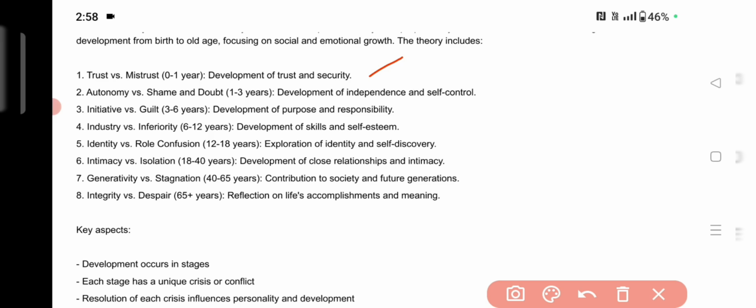So the second stage is autonomy versus shame and doubt, and it is in the toddler age, 1 to 3 years. That means during this stage, from 18 months up to 3 years, the toddler will learn how to do things for themselves by giving praise. When you help them, you establish a foundation for self-belief and autonomy.